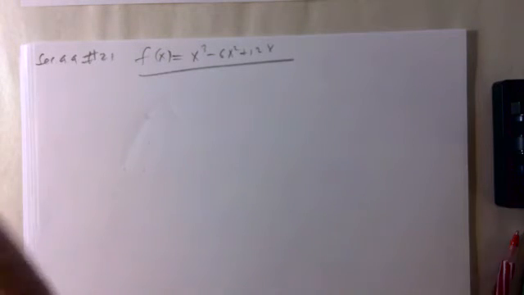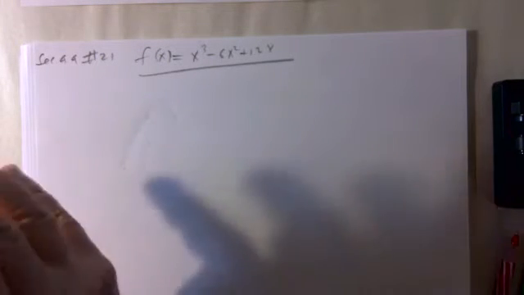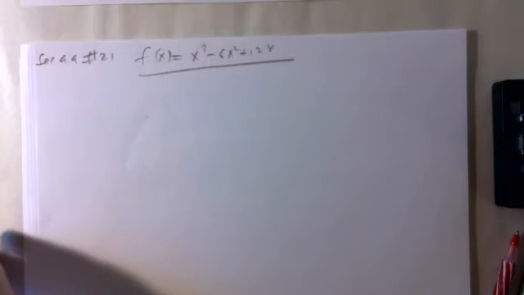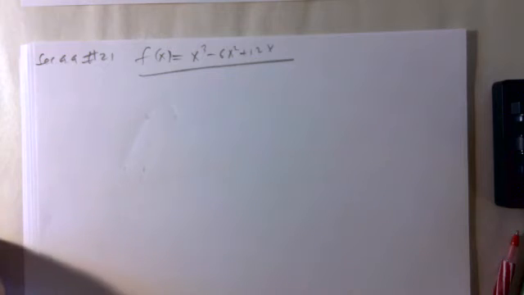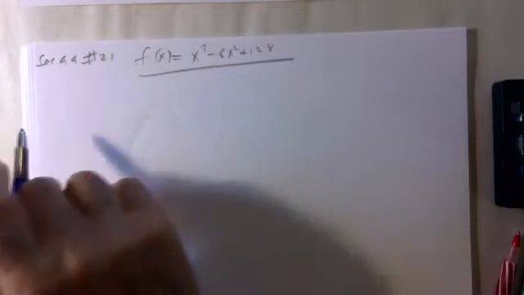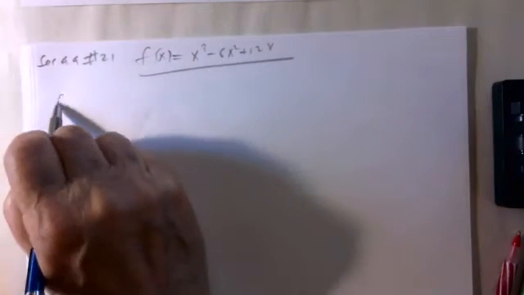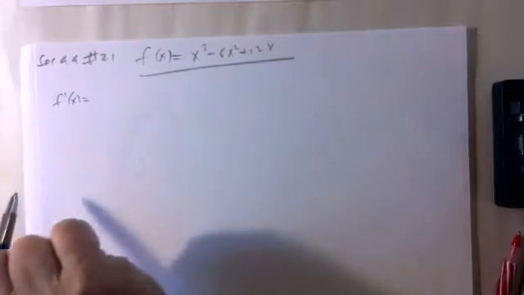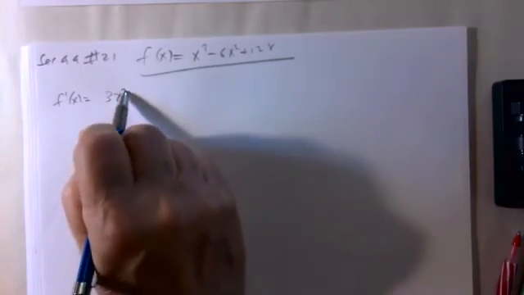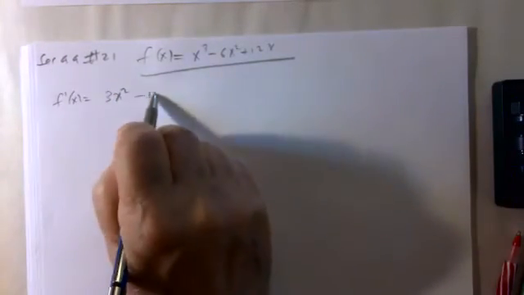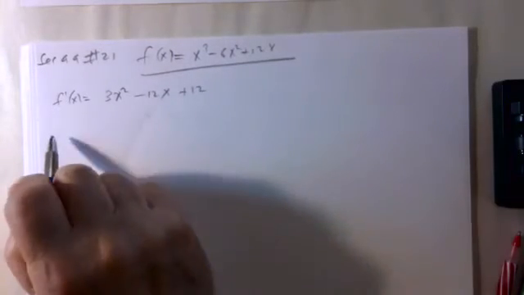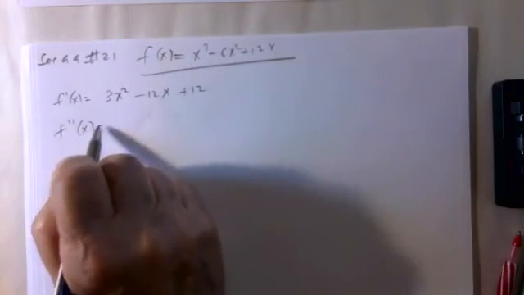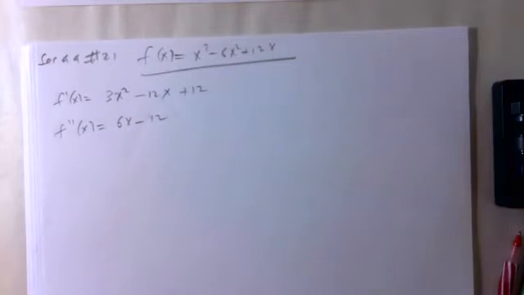So let's look at everything we can about the function. Where is it increasing? Where is it decreasing? Where are there relative maxima and minima? Where is it concave up? Where is it concave down? Where are there inflection points? Let's first compute the first derivative. f prime of x is 3x squared minus 12x plus 12. And the second derivative is 6x minus 12.